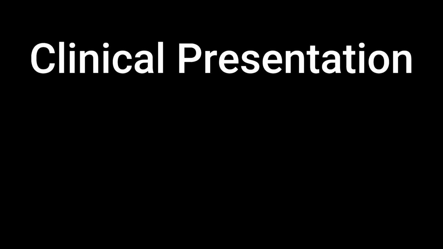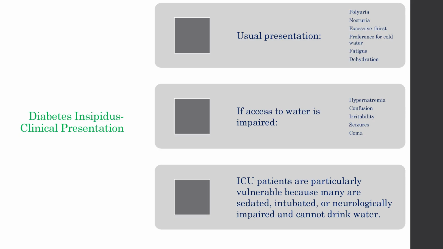Patients usually present with polyuria, nocturia, excessive thirst, preference for cold water, fatigue, and dehydration. If access to water is impaired, patients rapidly develop hypernatremia, confusion, irritability, seizures, and coma. ICU patients are particularly vulnerable because many are sedated, intubated, or neurologically impaired and cannot drink water.